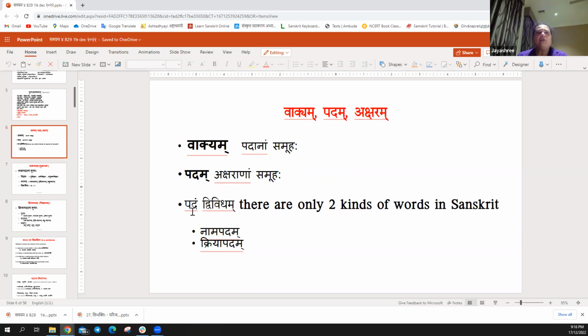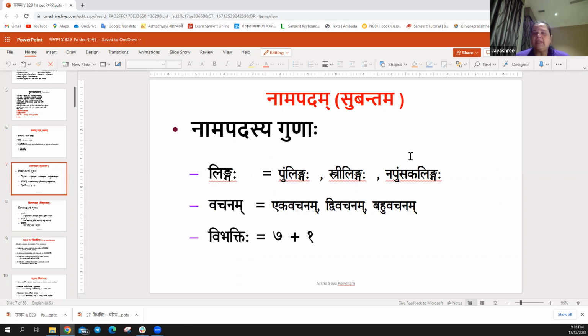And then we have two kinds of words in Sanskrit. It's Nama Padam and Kriya Padam. All right. We group the words in Nama Padam and Kriya Padam. Only two kinds. Right. So now we'll go next for the Nama Padam. Nama Padam is noun. Yeah. Nama Padam is called Subantam as well because it starts from Su, and that's the reason it's called Subantam. Right? Last time we did this, right? Subantam. Nama Padasya Gunaha, the qualities of Nama Pada.